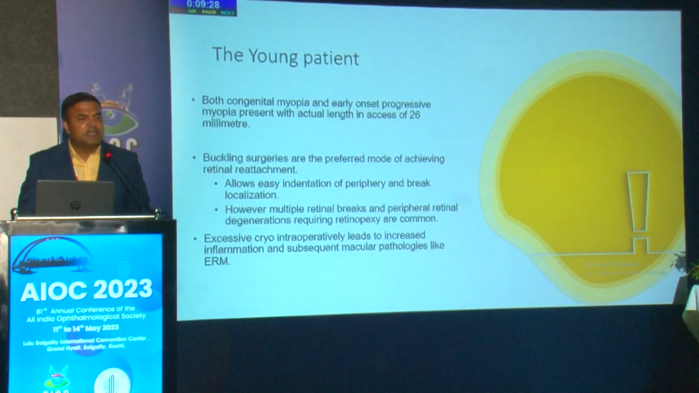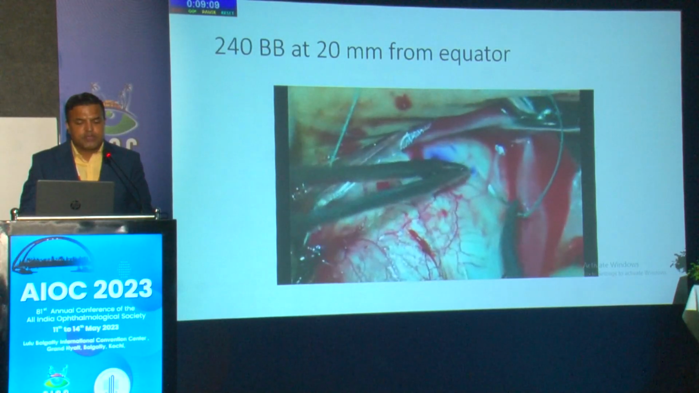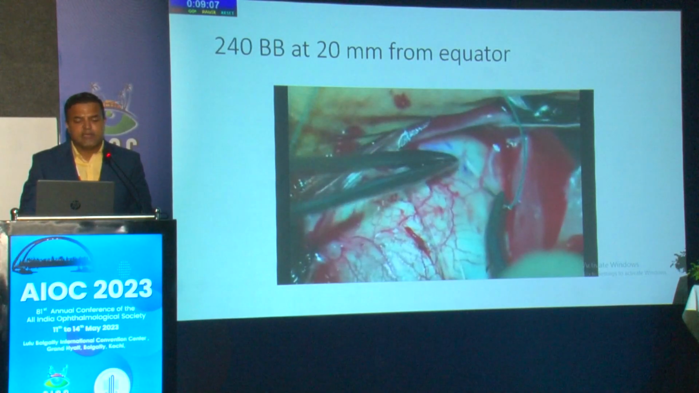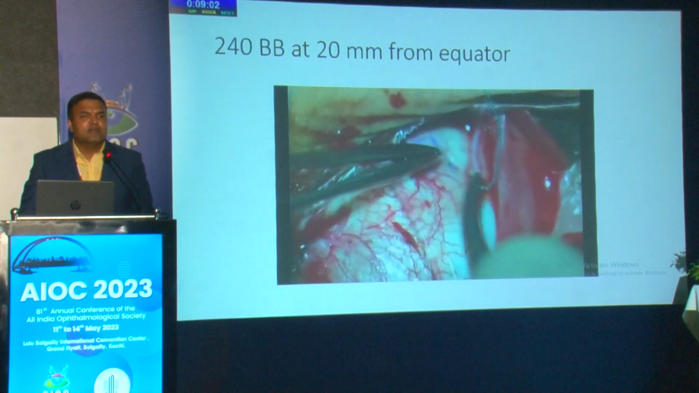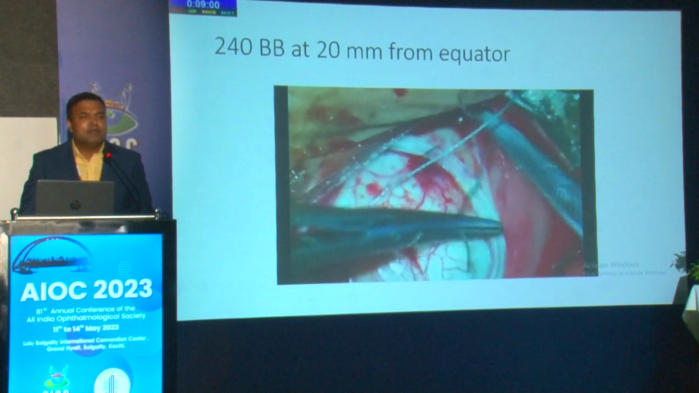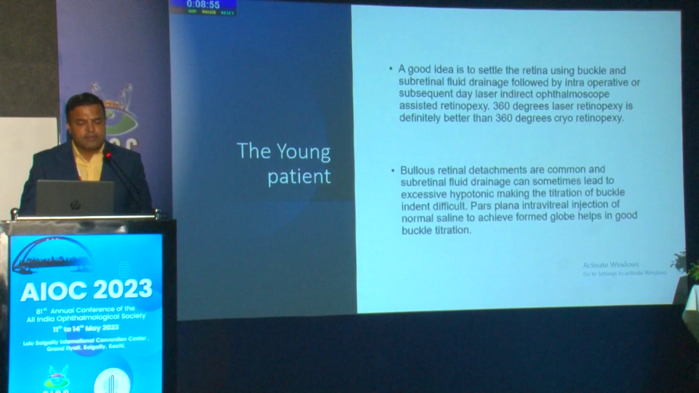Let me come to the young patients. These patients, generally we try to treat with buckling surgeries. Buckling in myopes are quite comfortable surgeries. Why? Because the indentation is easier, and since the ora is slightly posterior, it provides an easy view. So this is one typical case I wanted to show. You can see the marks which have been placed are at 20 millimeter, and the posterior suture has to be applied at 21 millimeter to allow sufficient indentation and support of the ora in this particular case.